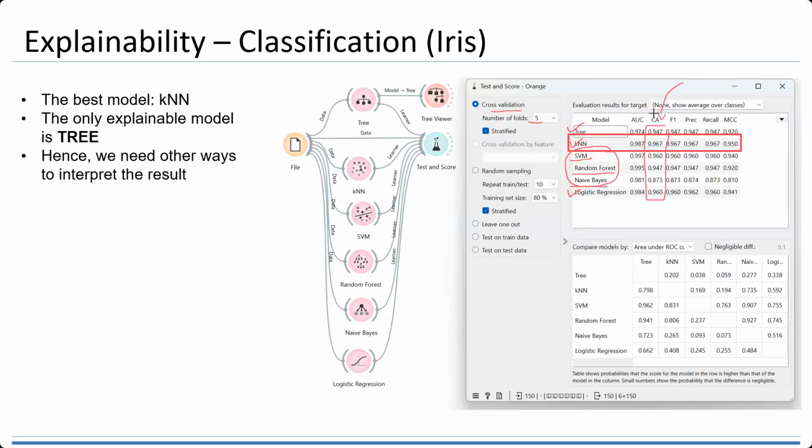Now let's see. If you look at the CA, the accuracy, KNN is the best. What about the F1? F1 score, this is not the best. What about the precision? This is also the highest. What about the recall? This is also the highest. Okay. But what about the AUC?